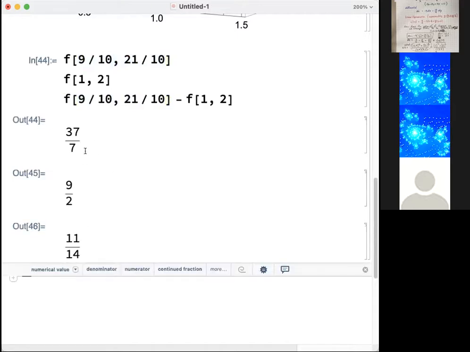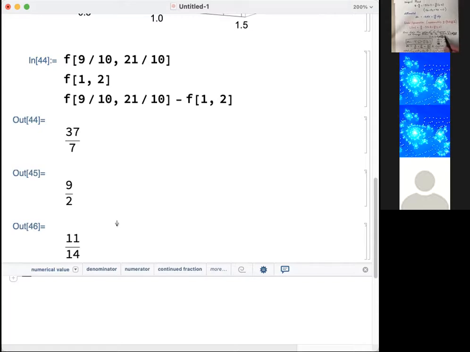See, now Mathematica responds exactly. 11/14 is the change. And we said the change was 27/40. A 27/40, 0.675, 11/14, 0.7857. Or something like that, right? So the differential gives me a fair approximation.